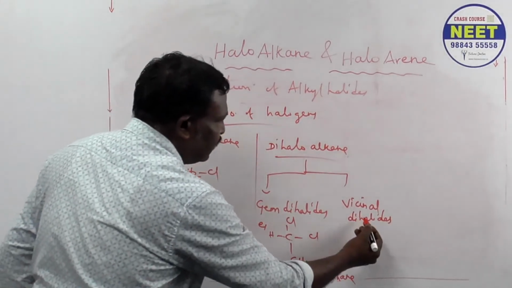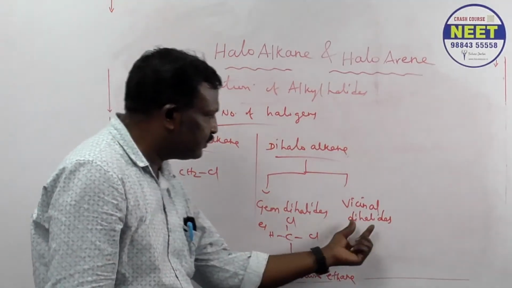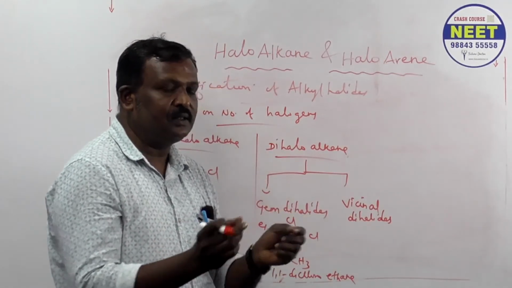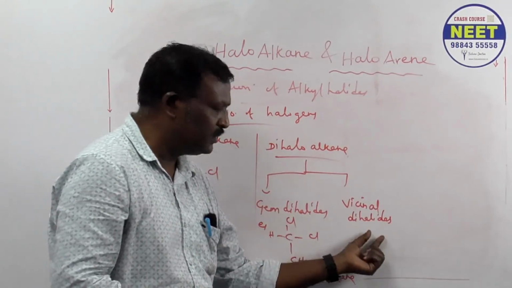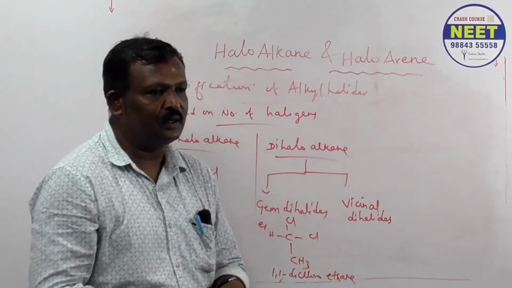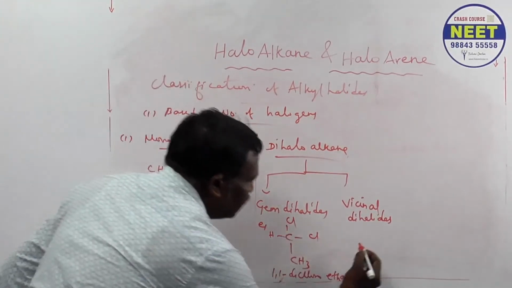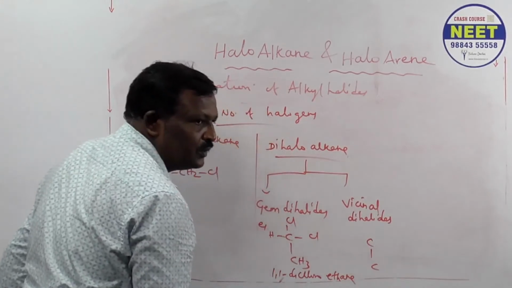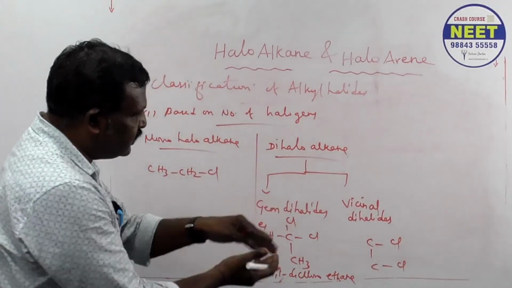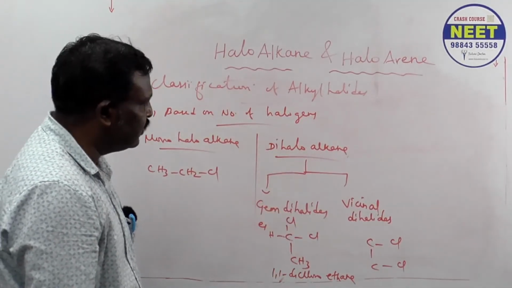Same thing here. What is the definition for this? Two halogens attached to adjacent carbons, nearby, just write. Two halogens attached to adjacent carbons, that's all. Here, same, one chlorine on each carbon, correct or not? It should be attached to adjacent carbons. That's called vicinal dihalides, understood?